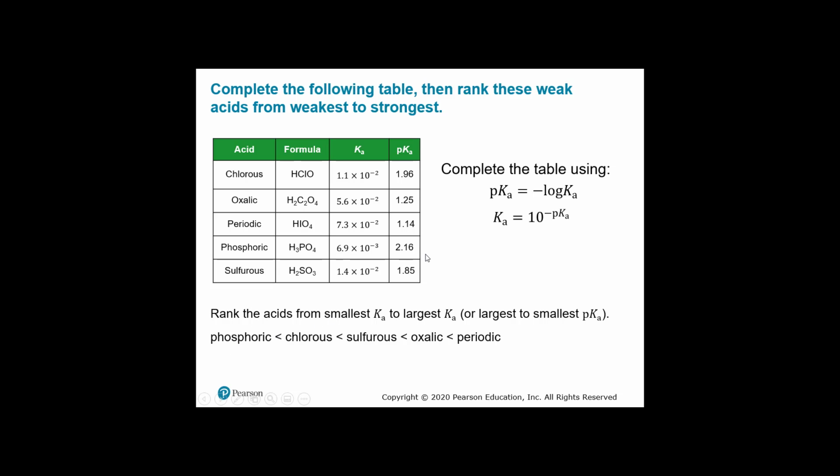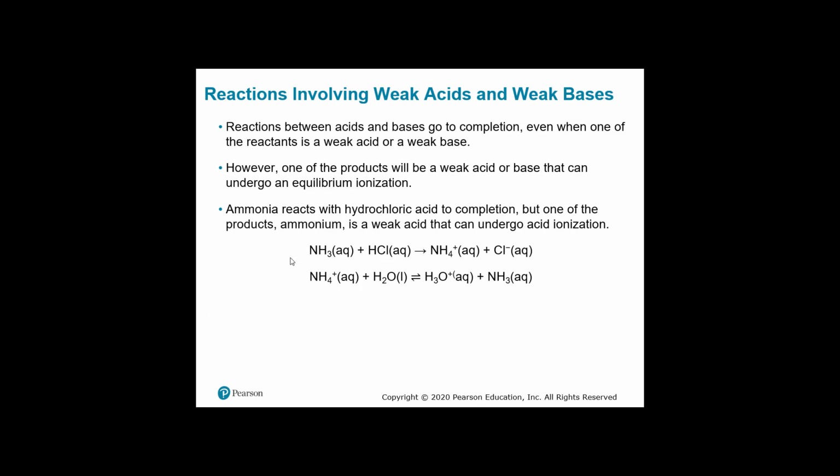So phosphoric acid has 2.6. Remember, we're starting out with larger numbers. They represent weaker acids, and the smaller numbers represent stronger acids. So this is 2.16. Chlorous is 1.96. Sulfurous is 1.85. Oxalate is 1.25. And periodic is 1.14. So this is why this is kind of easier to use than this one once you understand that. As long as you understand the values and how they either decline or increase.